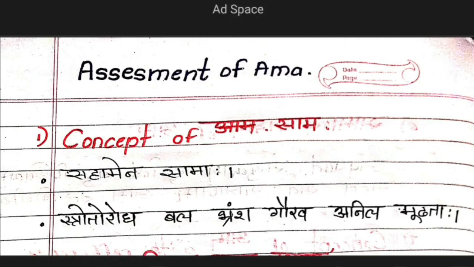Chapter number 10, Assessment of Ama. From this chapter, there will be a 100% 5-mark question in our exam, SAQ, Roga Nidana, paper number 1. So, in this chapter, there are mainly 5 types of SAQ that can be asked.